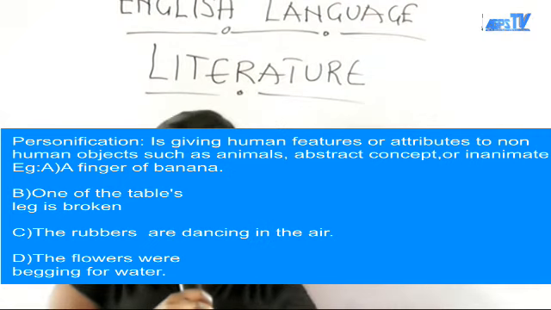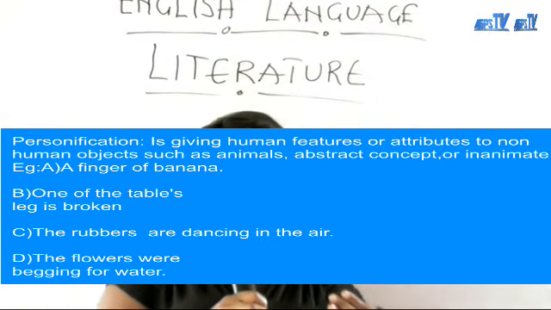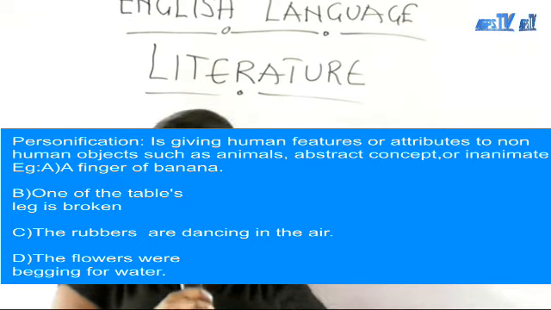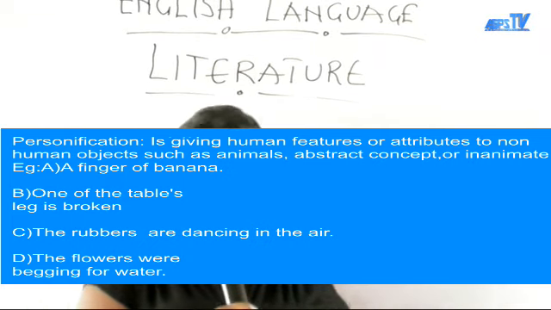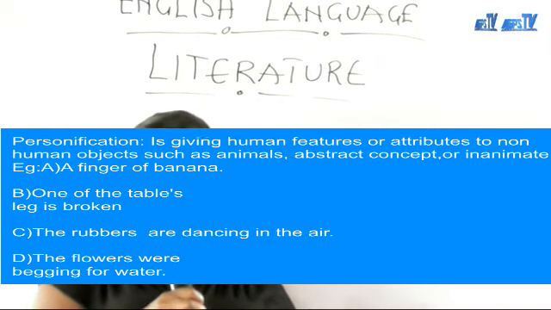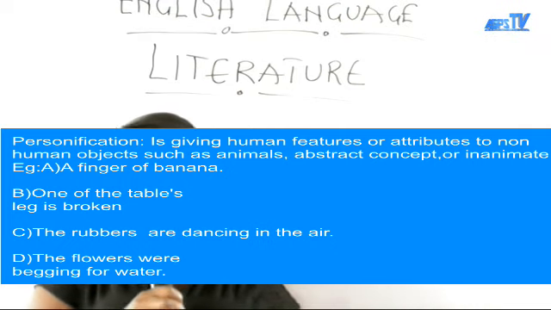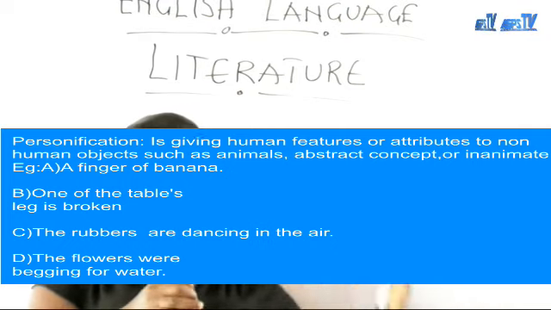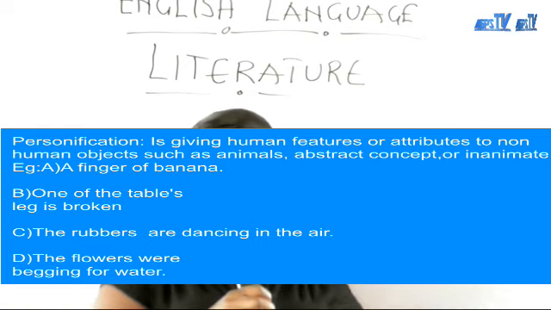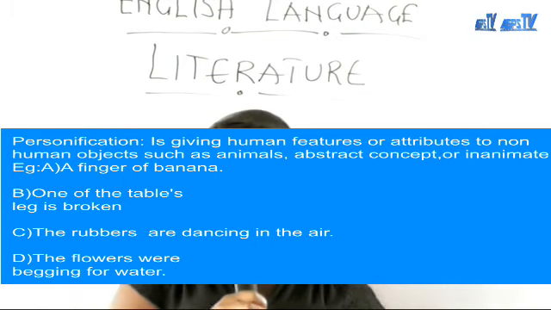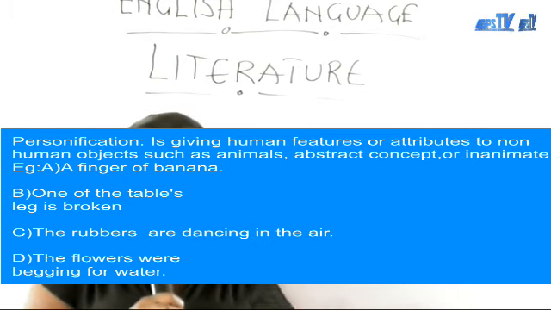That is the leg of a table. Then we move on to example C. The robbers are dancing in the air. Human beings dance. Robbers do not dance. So when the wind blows and the robbers are floating or flowing in the air, in literature you can say the robbers are dancing. That is giving a human trait to a robber.